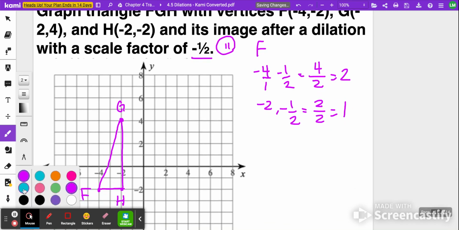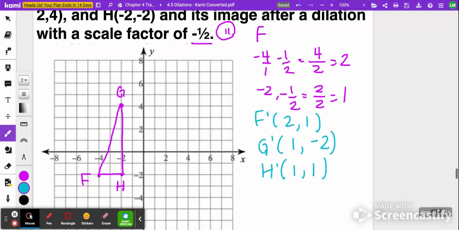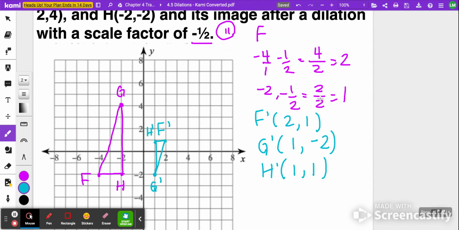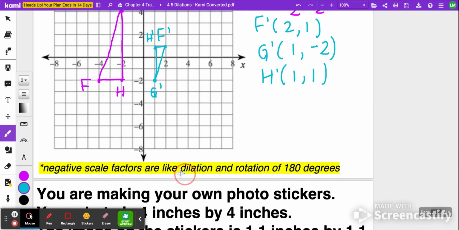So F prime will now be 2, 1. G prime will now be 1, -2. And H prime will now be 1, 1. Let's see what happens when we plot these new points. Not only has our image decreased in size with a reduction, but it also looks like it has been rotated about 180 degrees. So when you notice that you have a negative scale factor, negative scale factors are like a dilation and a rotation of 180 degrees.